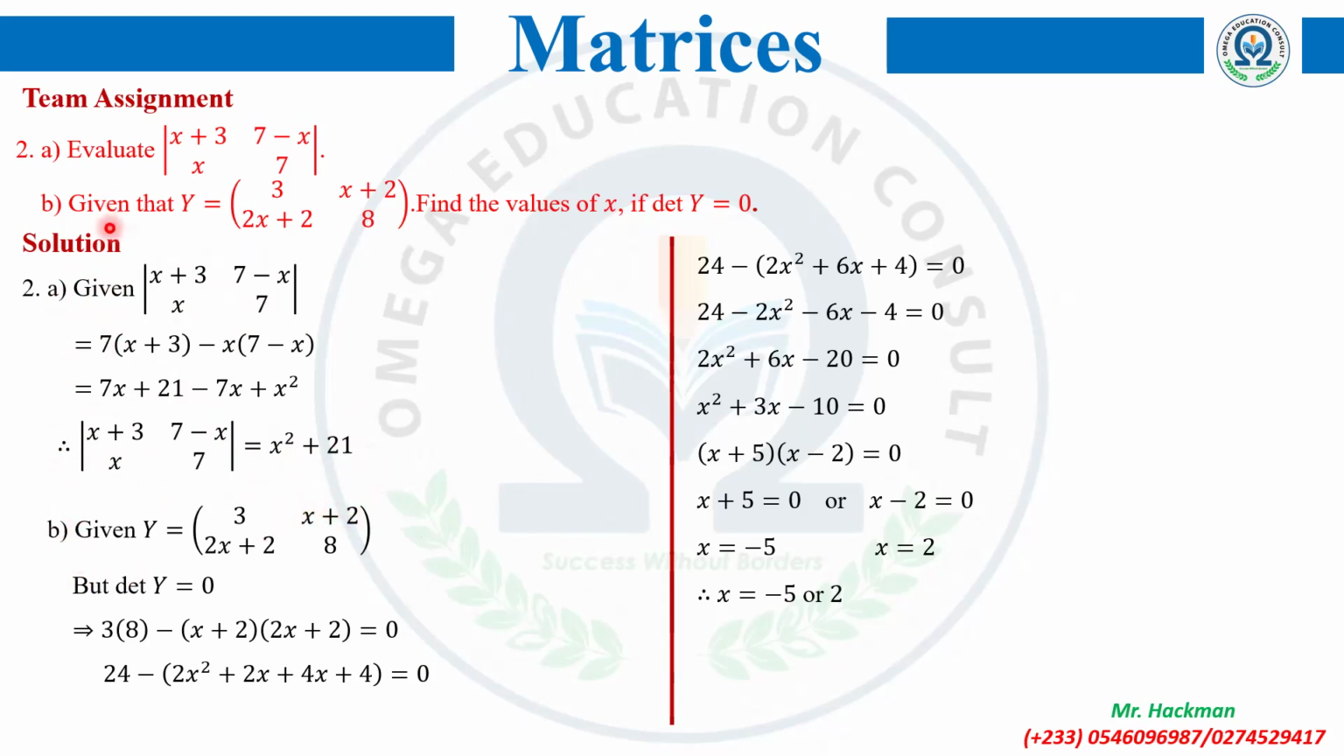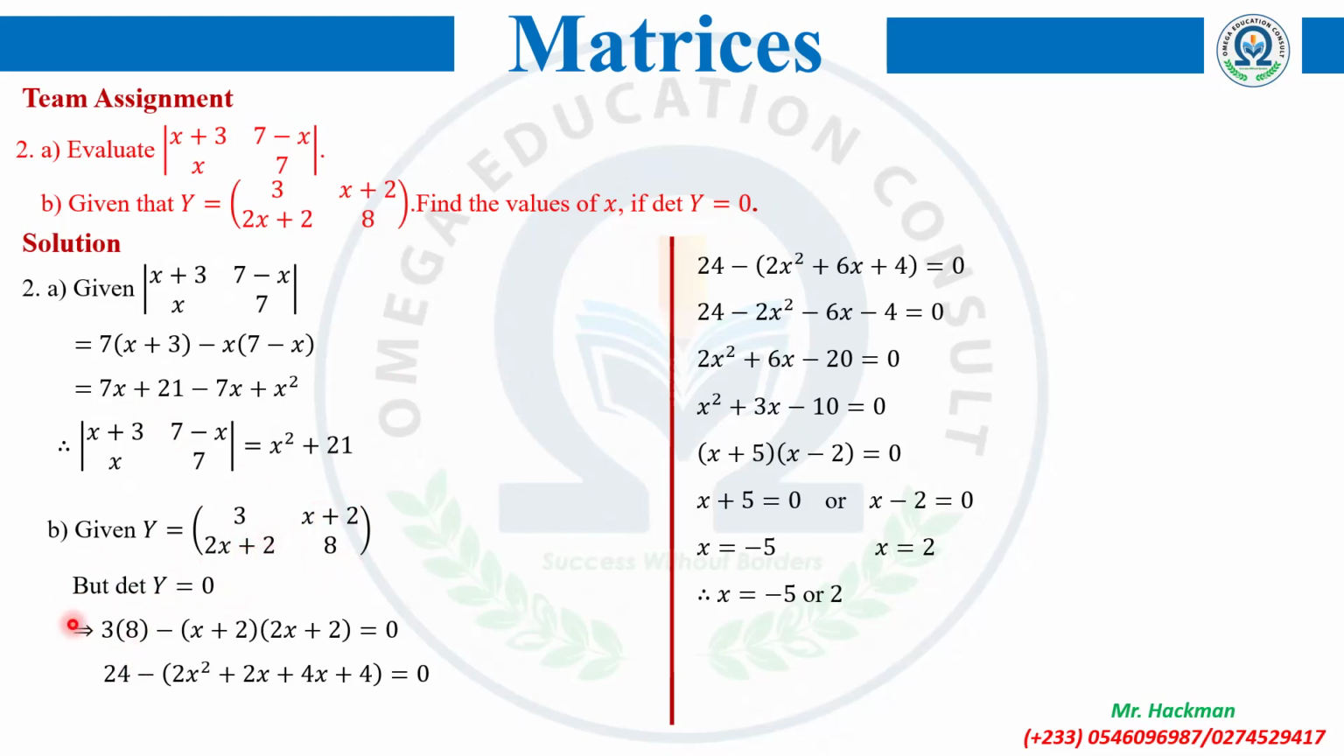All right, then you come to the B. So the B, what are we given that y is equal to? So this is the matrix y. Find the value of x if the determinant of y is equal to 0. So as usual, you extract. And the condition that you are asked to use to find the x is this. So you equally come and write, but the determinant of y is equal to 0. So that means the determinant of y. From where we are coming from, you multiply the leading diagonal entries, then come and subtract the product also of the other diagonal entry. So please take note of that.